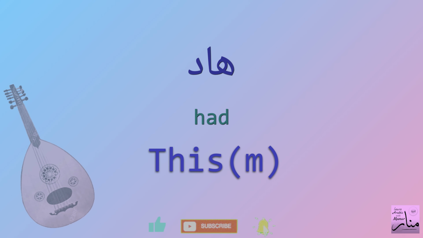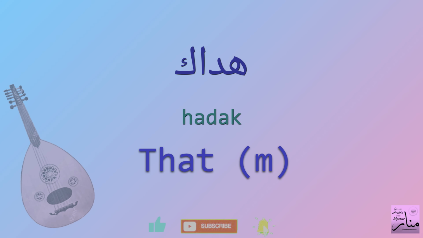Let's talk about this and that. This and that in Arabic take gender. We talked about gender with details in this video. You could check it for more information. This in the Levantine dialect for masculine: had. For feminine: hey. That in the Levantine dialect: hadak for masculine, hadik for feminine.